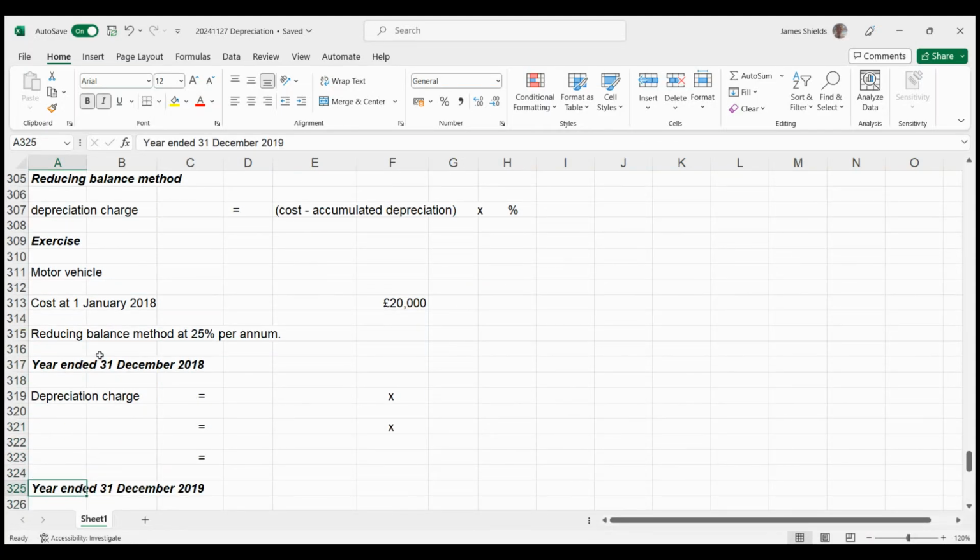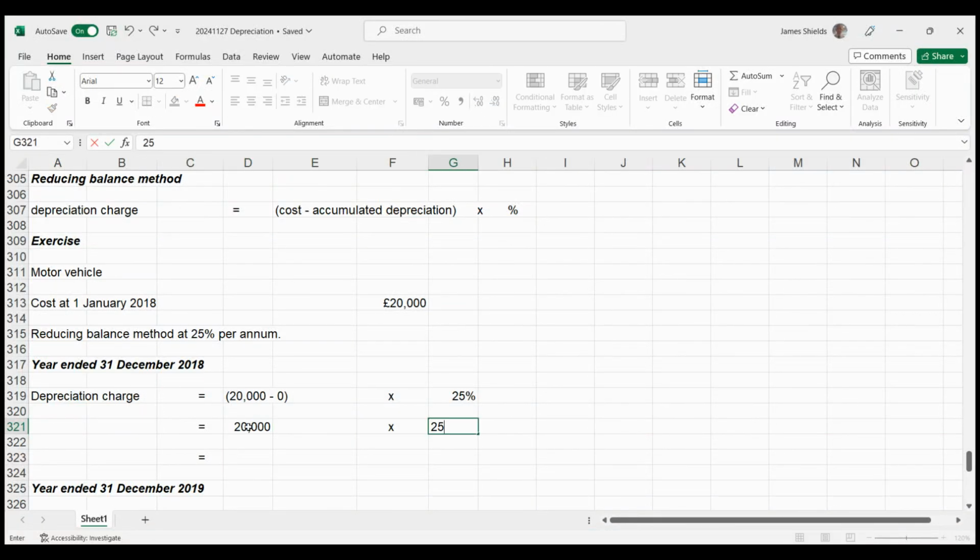So the first year, the year ended 31st December 2018, the depreciation charge is going to be the cost, which was £20,000, take away accumulated depreciation, and in the first year it's going to be 0, and then times by our 25%. So step by step, 20,000 take away 0 is 20,000, times by our 25%, and that will give us £5,000.